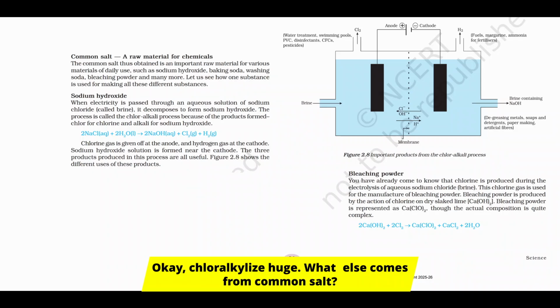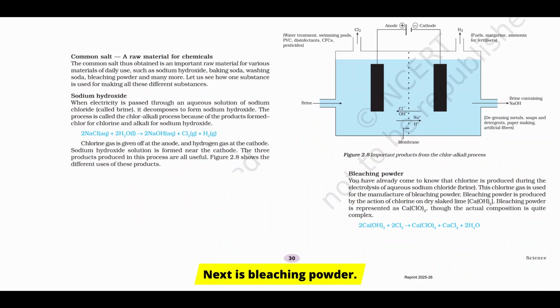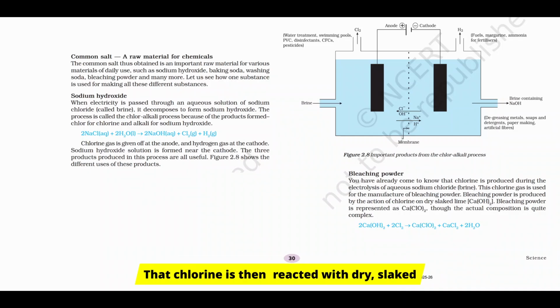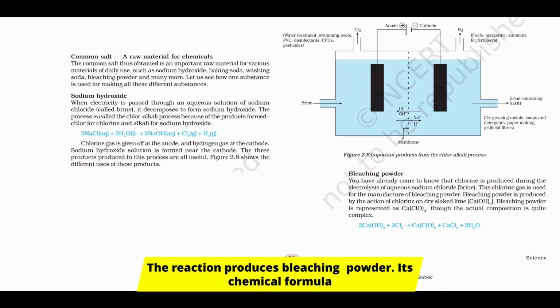Okay, chloralkali is huge. What else comes from common salt? Next is bleaching powder. We just saw chlorine is made in the chloralkali process. That chlorine is then reacted with dry slaked lime, which is calcium hydroxide, Ca(OH)2. The reaction produces bleaching powder. Its chemical formula is often written as CaOCl2, calcium hypochlorite, though the actual composition is a bit more complex. The reaction is Ca(OH)2 + Cl2 → CaOCl2 + H2O, simplified.